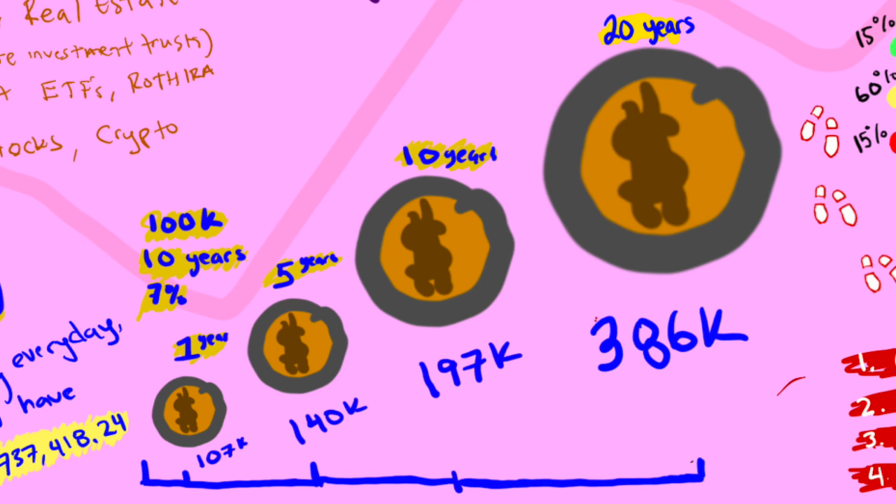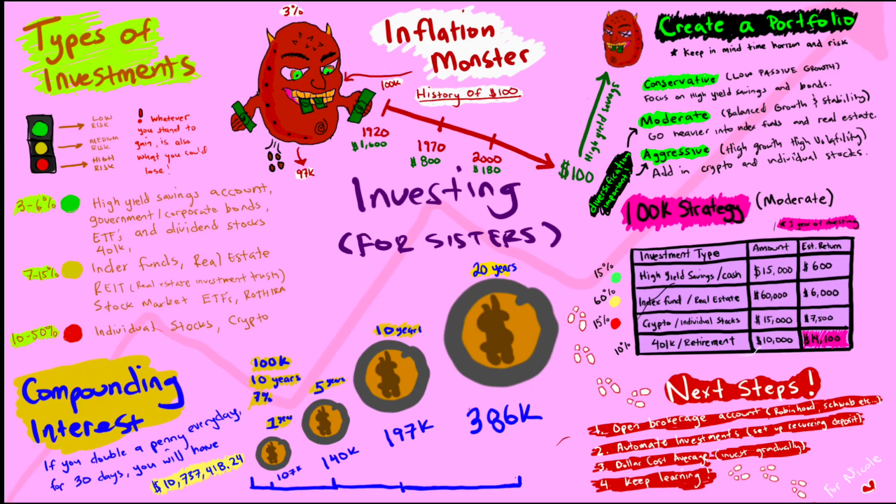Now, let's extrapolate this across 20 years. If you left your $100,000 in an index fund, after 5 years, you'd have $140,000. Doing nothing. After 10 years, you'd have $197,000 doing nothing. And after 20 years, you'd have $386,000. And all you did was throw $100K into an index fund. Hallelujah. So that is the magic of compounding interest. It's super cool. It's super essential. It's how people get wealthy.